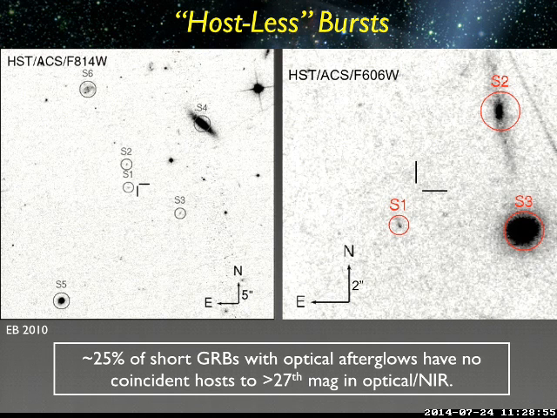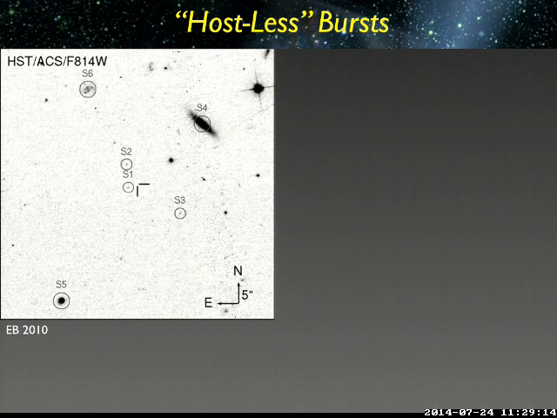And so one interpretation is that these are events that have very large offsets from their host galaxies, that they came from some other galaxy and just traveled a large distance. So by the time the event occurred, it is no longer spatially coincident with the galaxy. Okay, so how do we evaluate this possibility?